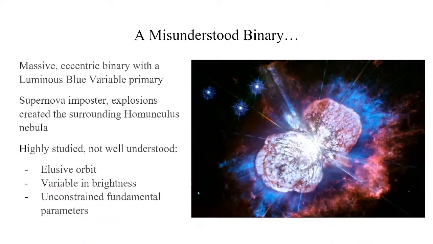So Eta is a massive eccentric binary system with a luminous blue variable primary. It's a supernova imposter, so it's already undergone 2 explosions, which in turn created the surrounding homunculus nebula. And this system is well studied, but it is not well understood because it is super janky. Particularly, it's got an elusive orbit, it's really variable in brightness, and it's got some unconstrained fundamental parameters that we are taking a look at.